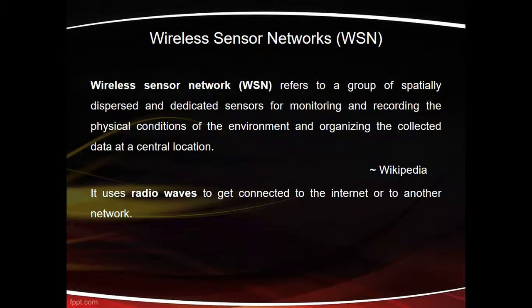Then let's move on to the wireless sensor network. I have put in a definition from Wikipedia. A wireless sensor network refers to a group of spatially dispersed and dedicated sensors for monitoring and recording the physical conditions of an environment and organizing the collected data at a central location. It uses radio waves to connect to the internet or another network. There are some keywords here. Spatially dispersed: not in isolation, the sensors are distributed, monitoring, and connected to a network. So they are isolated but interconnected.